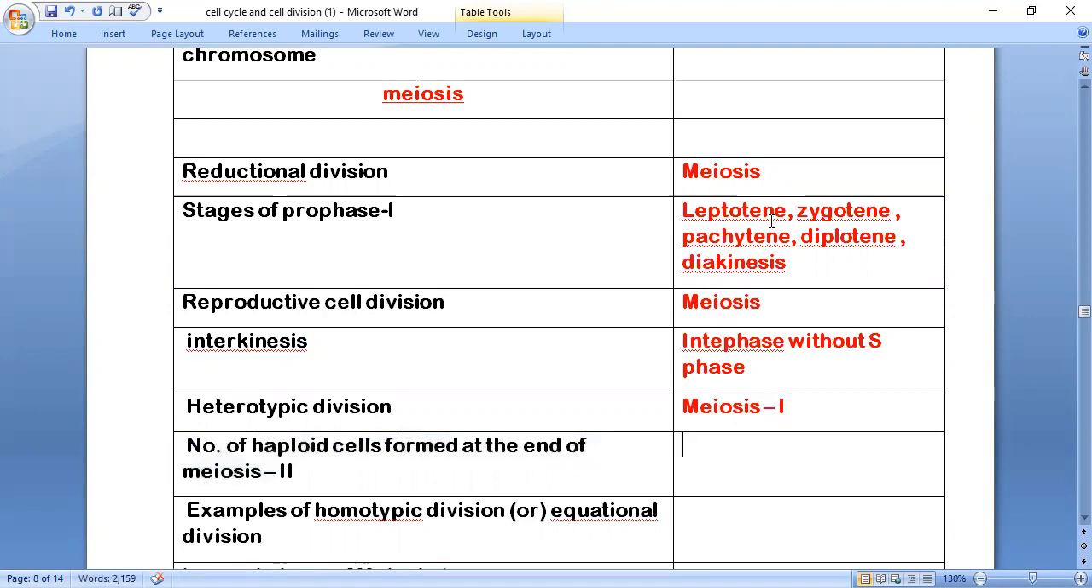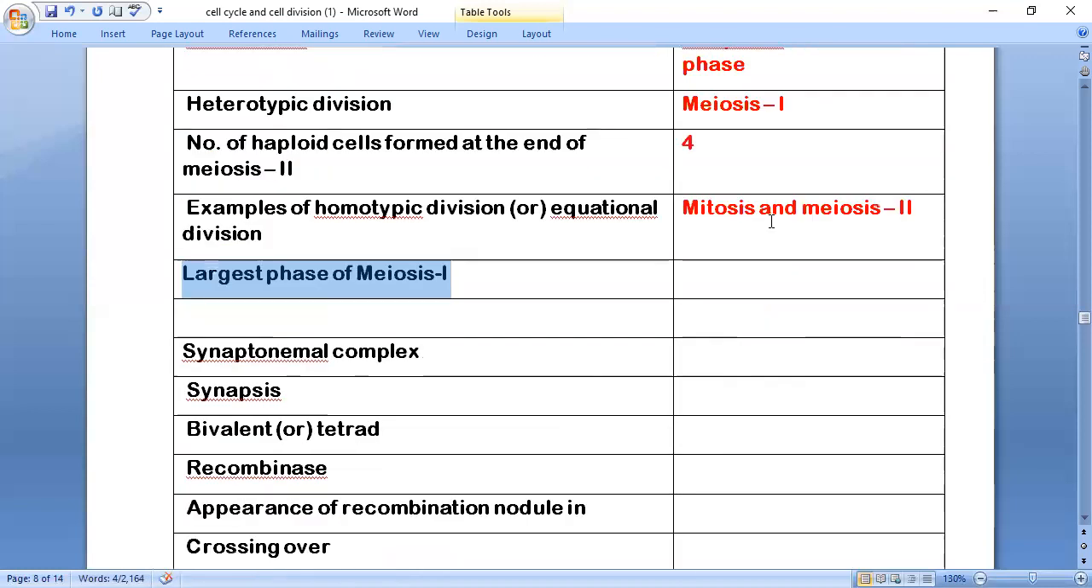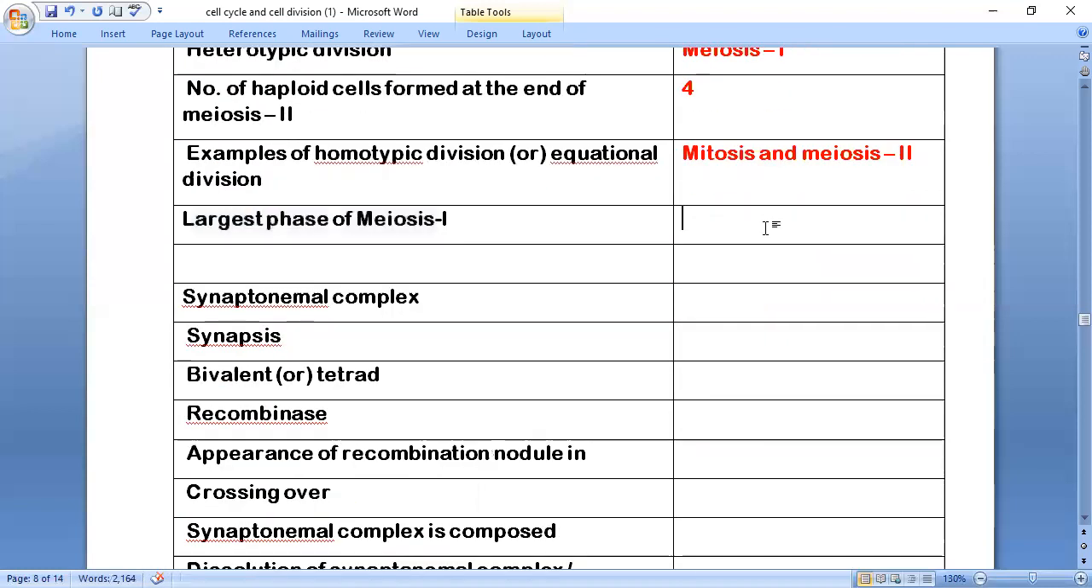The number of haploid cells formed at the end of meiosis 2 is 4. Examples of homotypic or equational division are mitosis and meiosis 2. The largest phase of meiosis 1 is prophase 1.